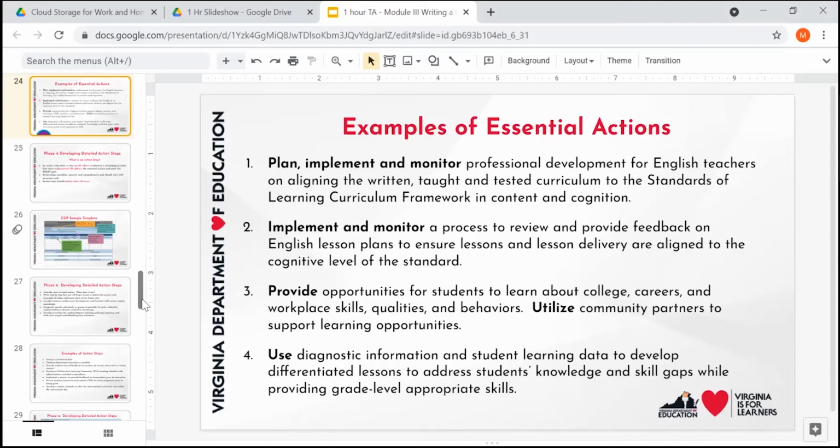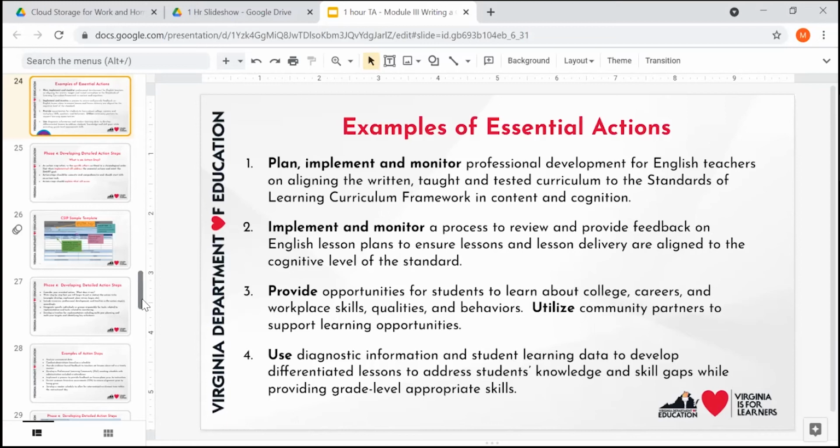How are we seeing the impact of that professional development in our classrooms and then in turn on student achievement, right? So you've got to think through that whole kind of process of my goal is student achievement in reading, and I'm going to have this PD for teachers. How am I going to be able to show that impact on student achievement? Okay. Another potential essential action, again, just samples, implement and monitor a process to review and provide feedback on English lesson plans to ensure lessons and lesson delivery are aligned to the cognitive level of the standard.